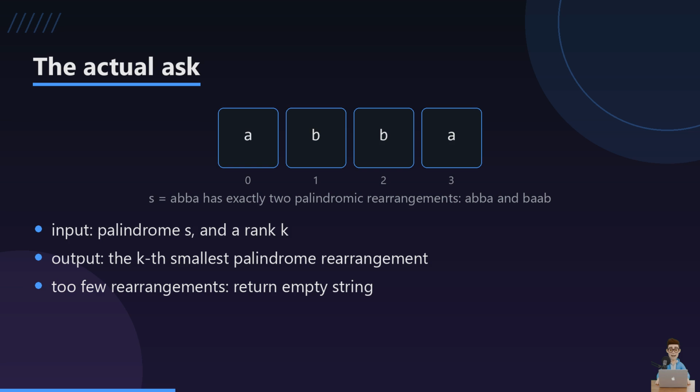If someone asks for k equals 2, that just means give me the second one on that list, which is baab. That's the whole task. Find the kth one on this alphabetical list without writing out the whole list.